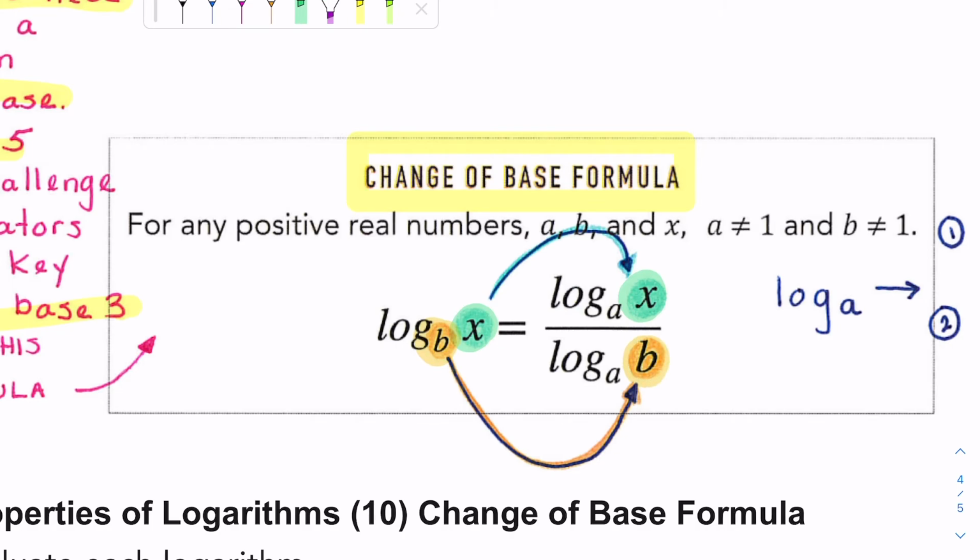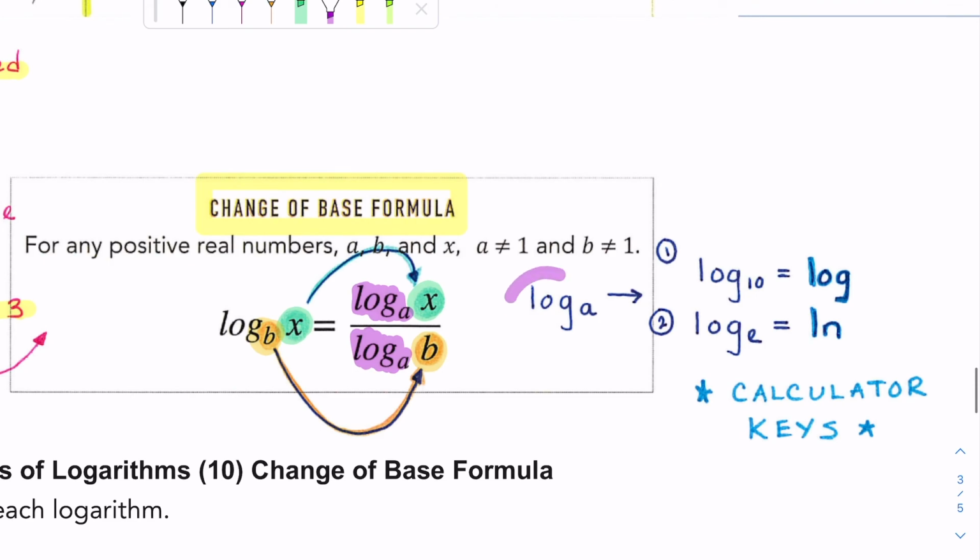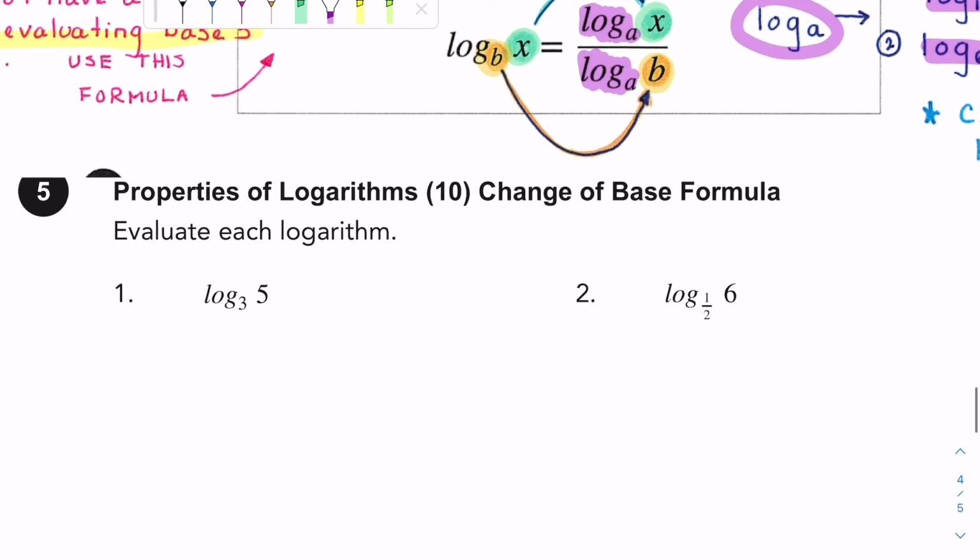So log base a, which I have written for our standard form, can either be log base 10, which is in your calculator, or log base e, which is actually ln. You can choose to pick the key in your calculator. You're going to get the same answer. If you choose the log key, you'll get the same exact answer as if you choose the ln key. It doesn't make any difference to me which one you pick.